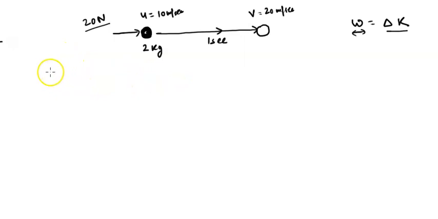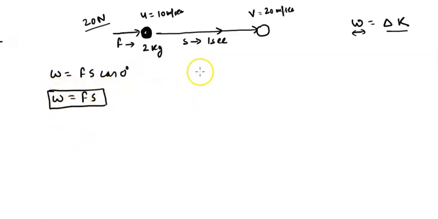Now we will find out what the work done will be. Work done we know is Fs. Both are in the same direction: F is in the same direction and the displacement is also in the same direction. That means cos theta will be 0 here, so this will be Fs.